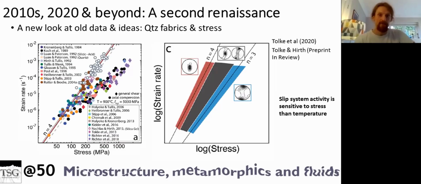Finally, I'm showing you some very recent work from Tokle et al. and Tokle and Hirth, who've taken a look at old experimental data. On the left, you're seeing strain rate versus stress. These authors show that there are two different stress exponents, n equals 4 and n equals 3. And on those, you can actually see a distinction between quartz CPO fabrics. So here we're seeing that really the CPO fabrics appear to be varying with stress and are less affected by temperature.